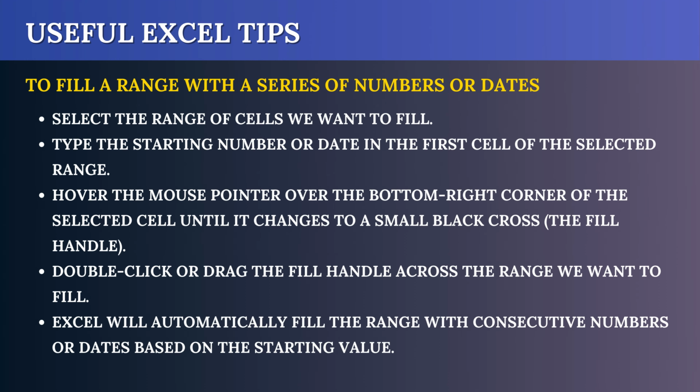To fill a range with a series of numbers or dates, we select the range of cells we want to fill. We type the starting number or date in the first cell of the selected range. Hover the mouse pointer over the bottom right corner of the selected cell until it changes to a small black cross, that is, the fill handle. Double-click or drag the fill handle across the range we want to fill. Excel will automatically fill the range with consecutive numbers or dates based on the starting value.